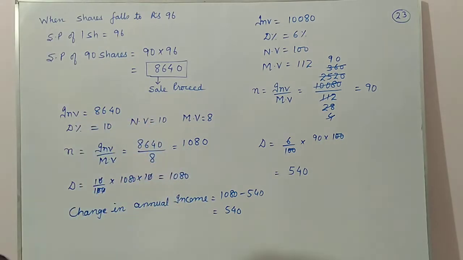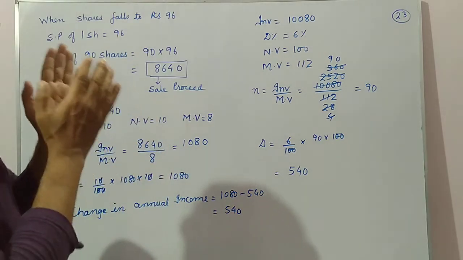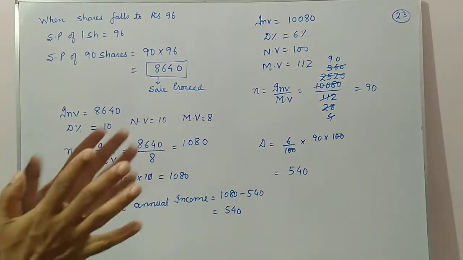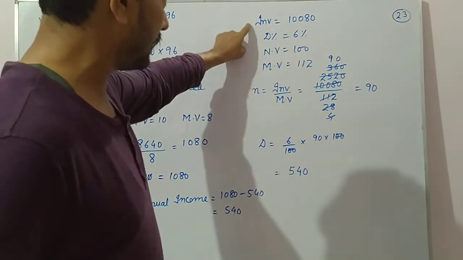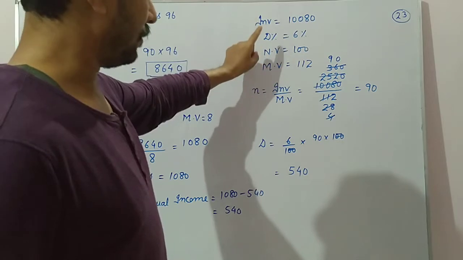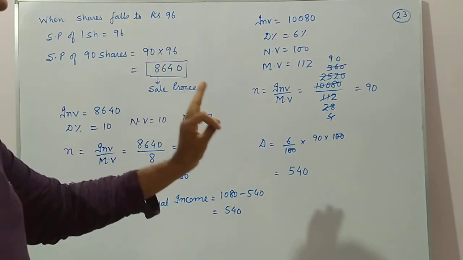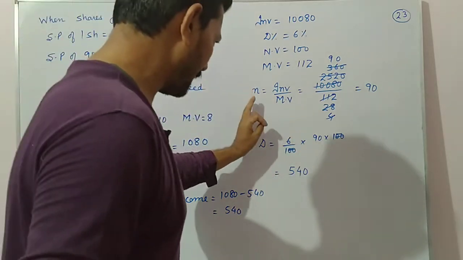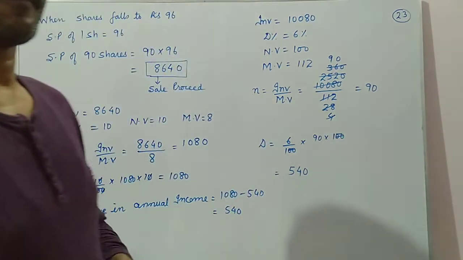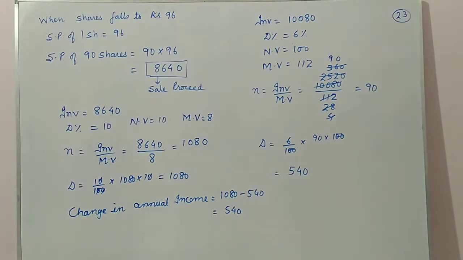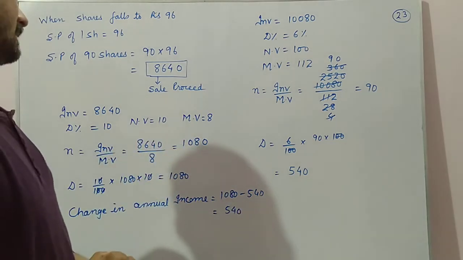Whenever this type of sum is given, you divide the sum into two parts. First part: this is the investment, dividend percent, nominal value, market value. Here in the first part, what you will do? Find the number of shares and the dividend. After that, the price falls to rupees 96.